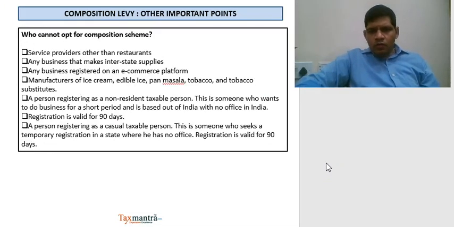Moving forward, who cannot opt for composition scheme? Service providers other than restaurants. So all the service providers, if you are into supply of services other than restaurants, are not eligible for composition scheme. Any business that makes interstate supplies is not eligible. Any business registered on e-commerce is not eligible. Manufacturers of ice cream, edible ice cream, pan masala, tobacco substitutes are not eligible. A person registered as a non-resident taxable person is not eligible, and a person registering as a casual taxable person is also not eligible under this scheme.